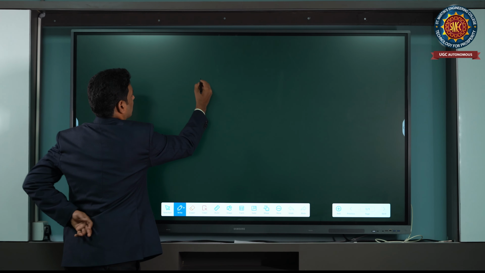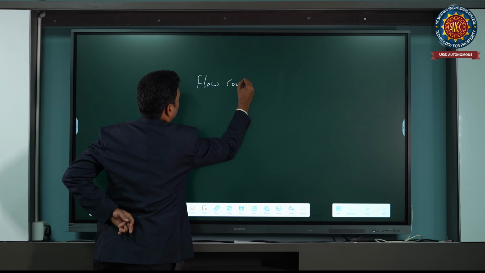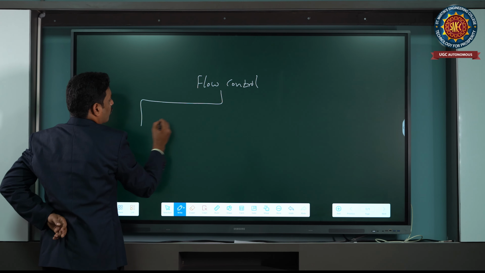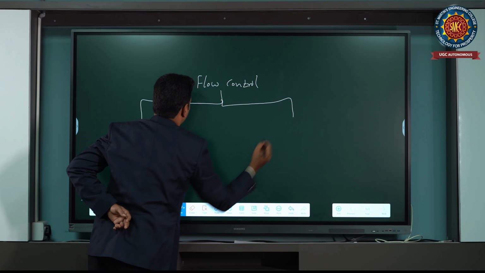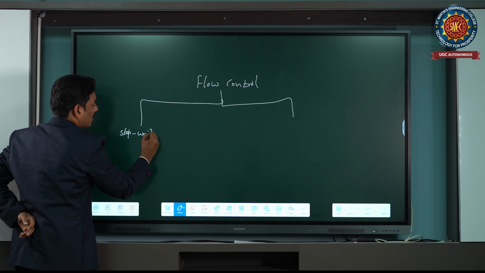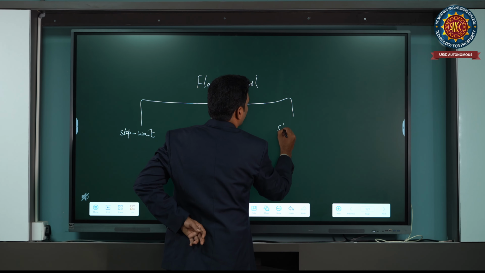Flow control techniques. Mainly we have two techniques. One is the stop and wait protocol and the second one is the sliding window protocol.